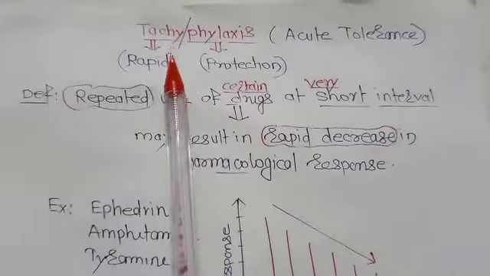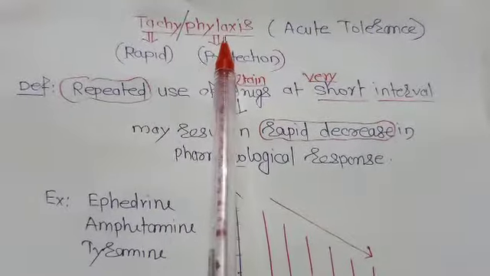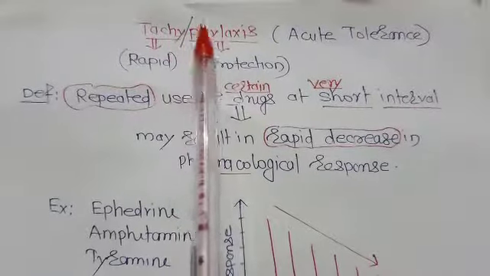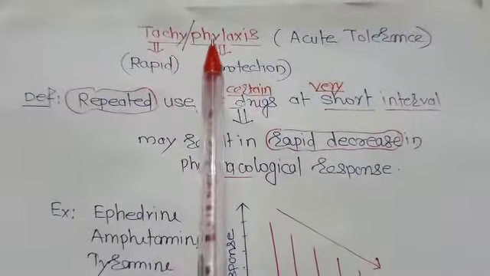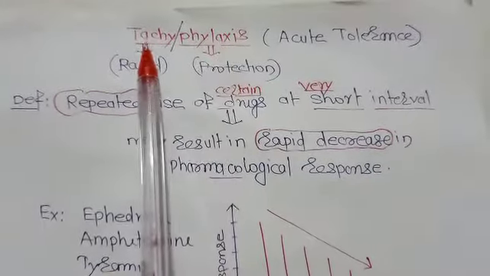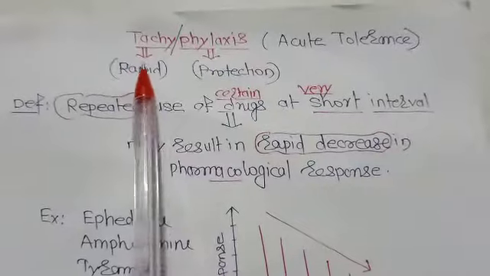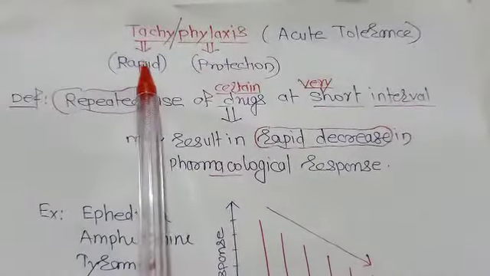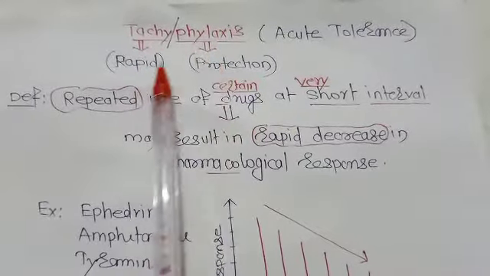Today we are going to talk about tachyphylaxis. Tachyphylaxis is a word made up of two terminologies, we can say: tachy and phylaxis. Tachy means fast or rapid, and phylaxis means protection. So it's a rapid protection or fast protection.